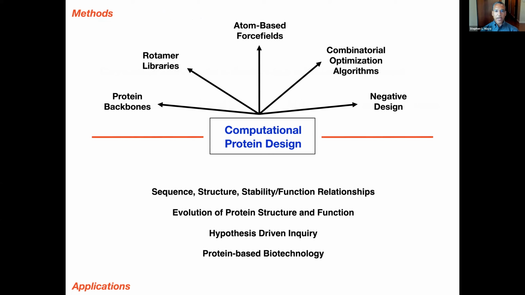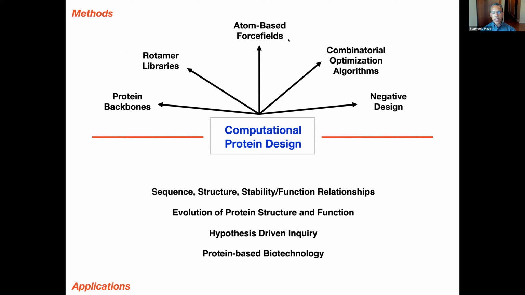Okay, so computational protein design. Efforts in this area date back to the early 90s and possibly even earlier than that. They can be separated into methods and applications. The methods rely on having some sense of the protein backbone. And of course, all the early work relied on backbones that were derived from the PDB structure data bank. The calculations utilize rotamer libraries, which represent the side chain conformations.